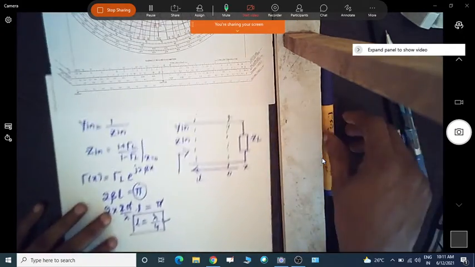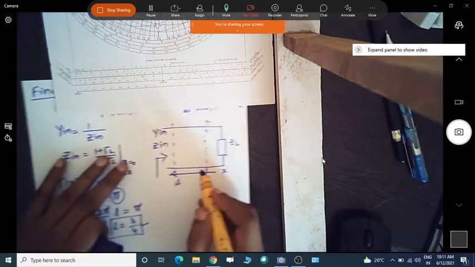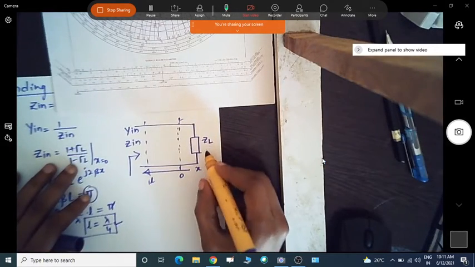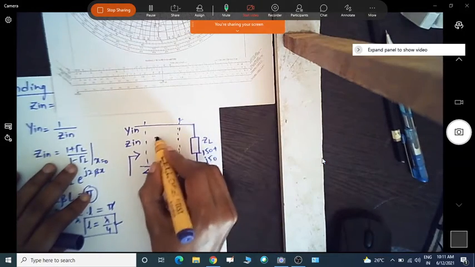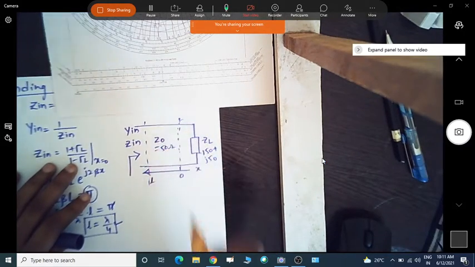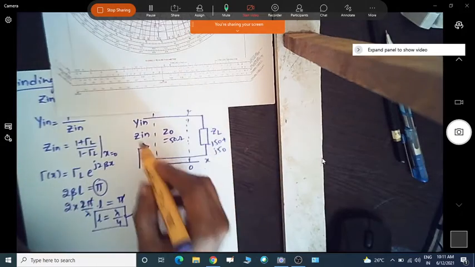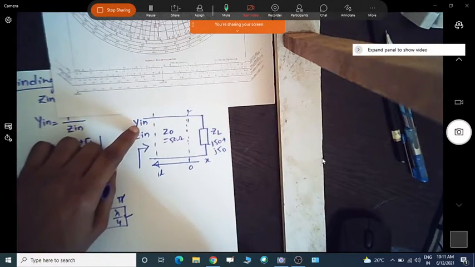So now let us take the value of ZL, which is nothing but 150 plus j50, and the characteristic impedance of the line is 50 ohm. Okay, so now we need to find out the input admittance.